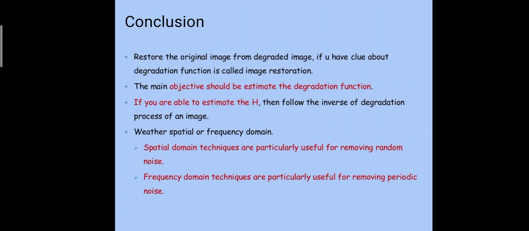If you don't know how it got degraded, the main objective should be to estimate the degradation function. If you are able to estimate H, the degradation function, then follow the inverse of the degradation process of an image, whether in the spatial or frequency domain. Spatial domain techniques are particularly used for removing random noise. Frequency domain techniques are particularly for removing periodic noise.